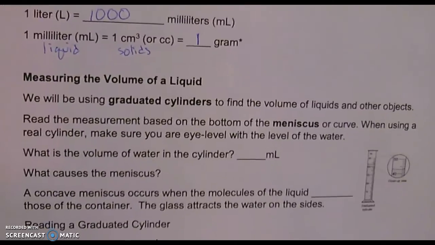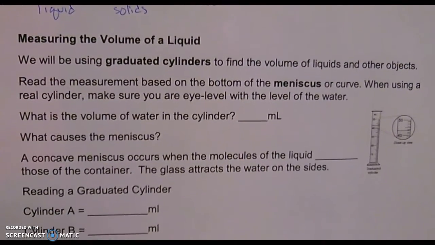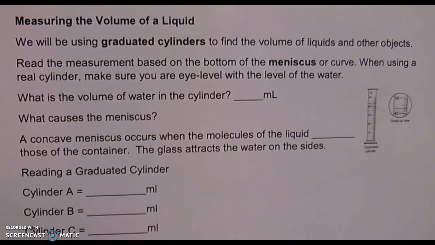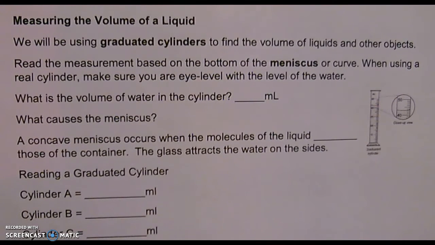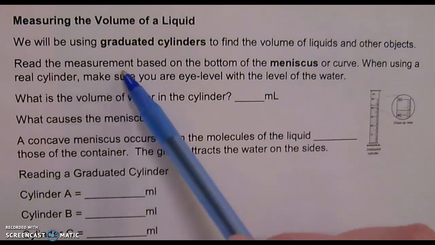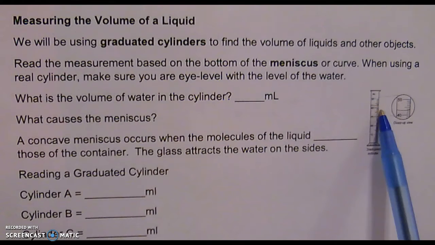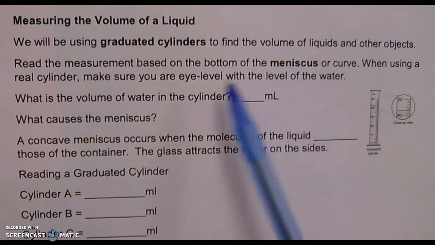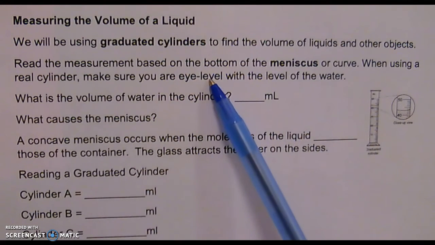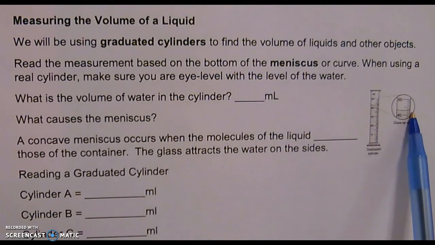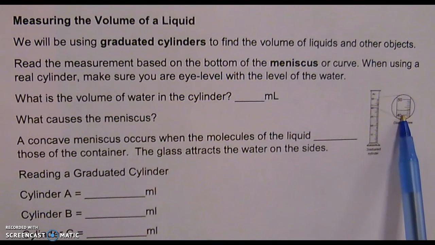To be able to measure volume, if we're dealing with liquids, we'll be using a graduated cylinder. To use a graduated cylinder, you're going to measure based on the bottom of the meniscus, or the curve in the water. And you're also going to get down at eye level so you can see where the bottom of that curve hits on the graduated cylinder.